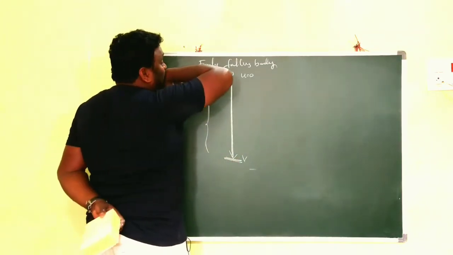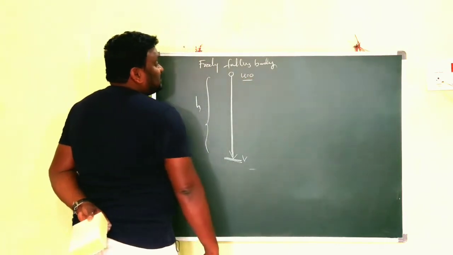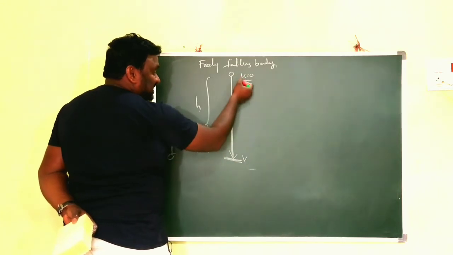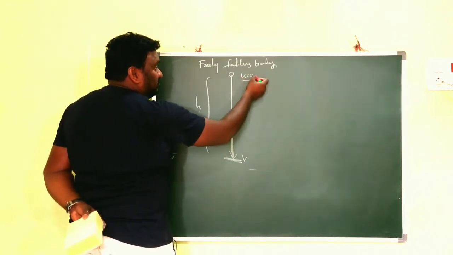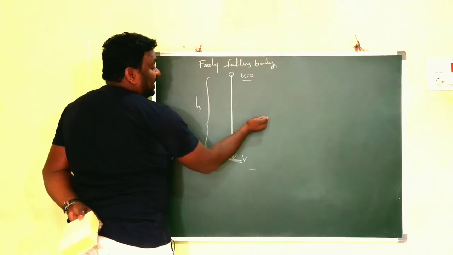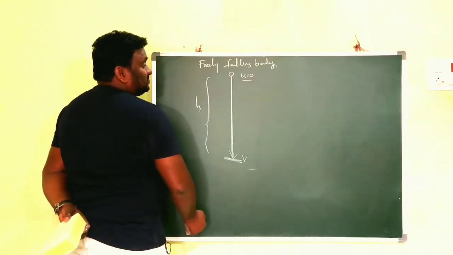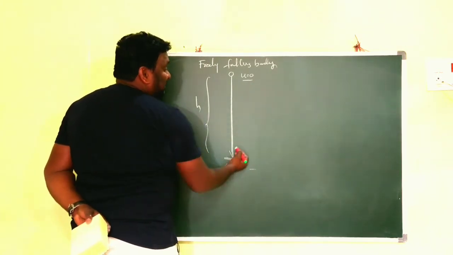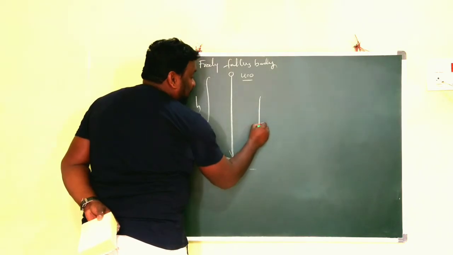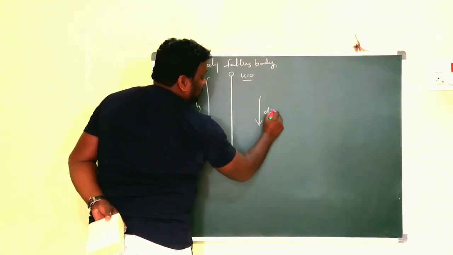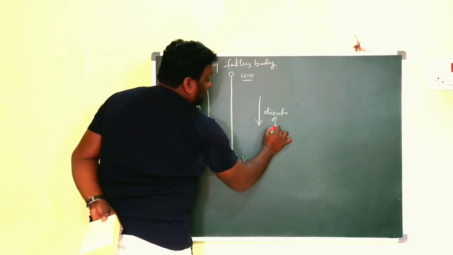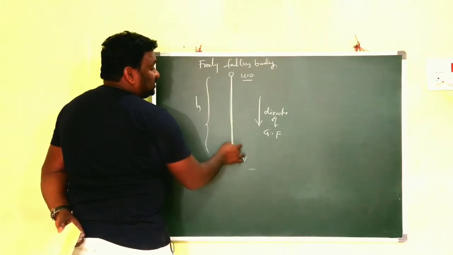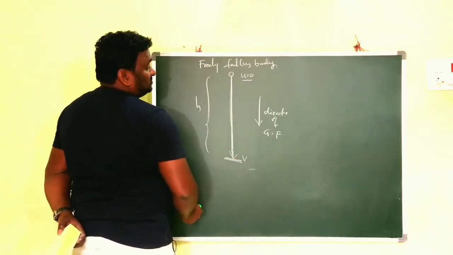So children, initially what I told you, initial velocity is 0. Now while it touches the ground, there is some velocity. That means velocity increases. When the body is freely falling, coming towards the earth, its velocity increases. Clear? Why does it increase? The body is coming in the direction of gravitational force. So the body is moving downwards, and the gravitational force is also downwards.